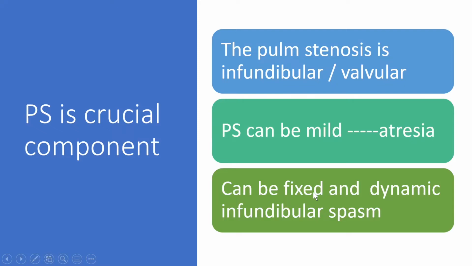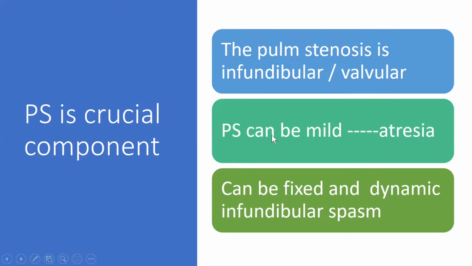So not only is there a pulmonary stenosis which is fixed, that means you can't enlarge or decrease it, but there is a dynamic component because there is an entity called infundibular spasm. The lower part of the right ventricle, the infundibulum of the right ventricle, can go into spasm in a tetralogy of Fallot, and that is where the dynamic component comes in.